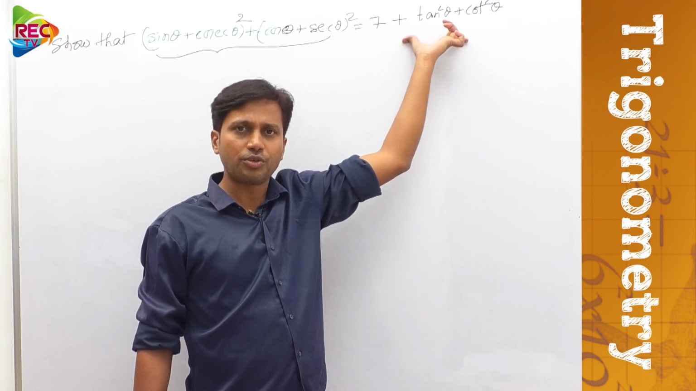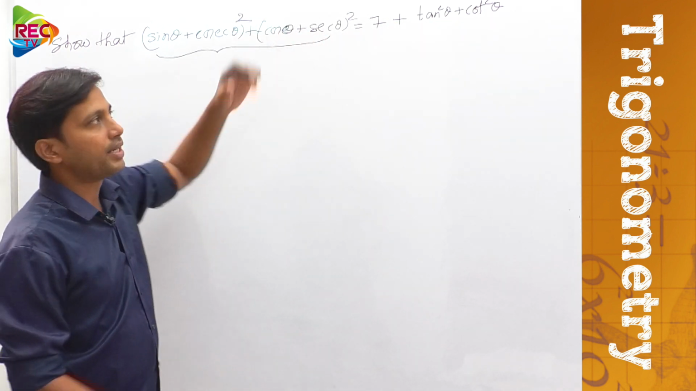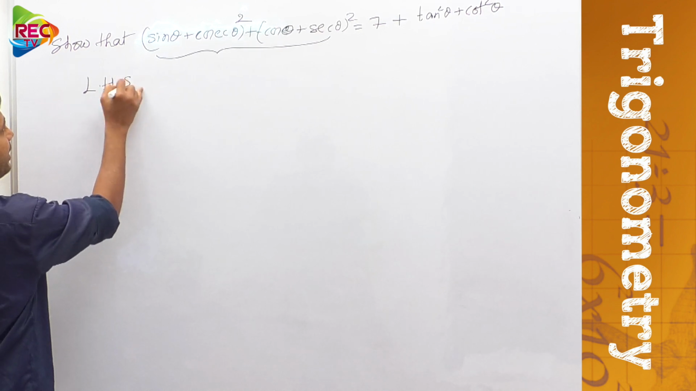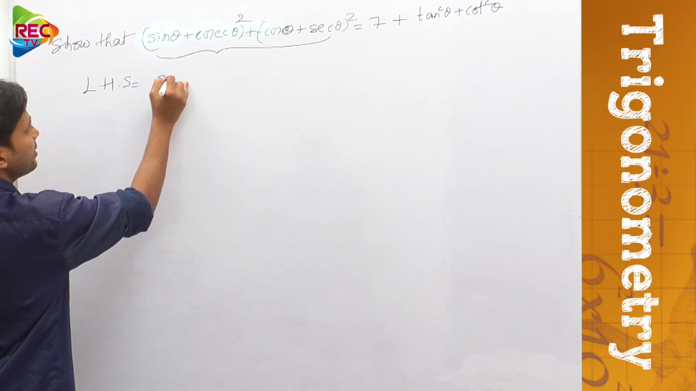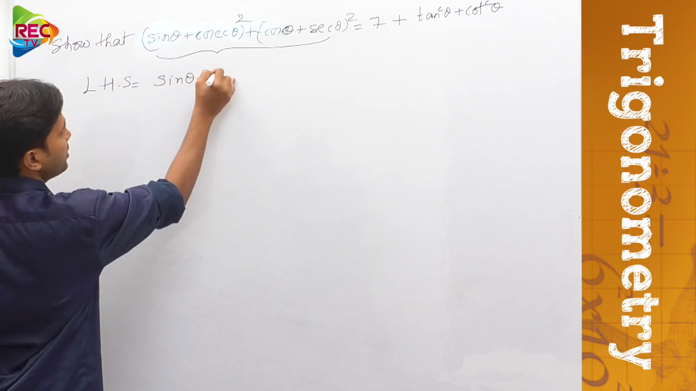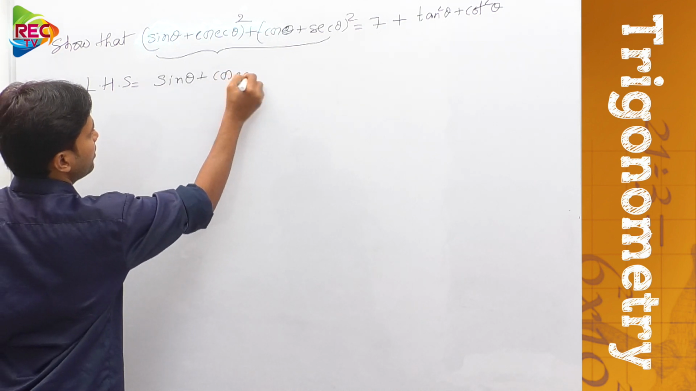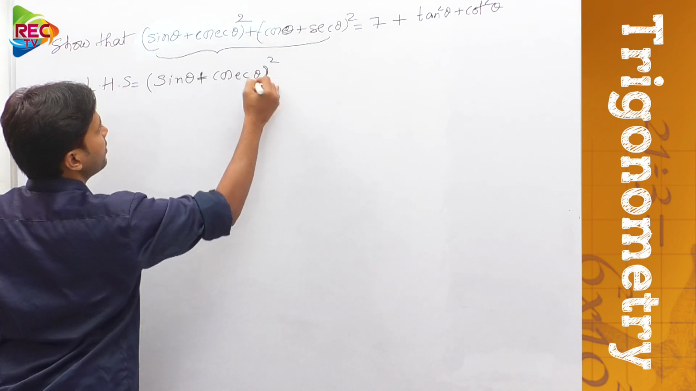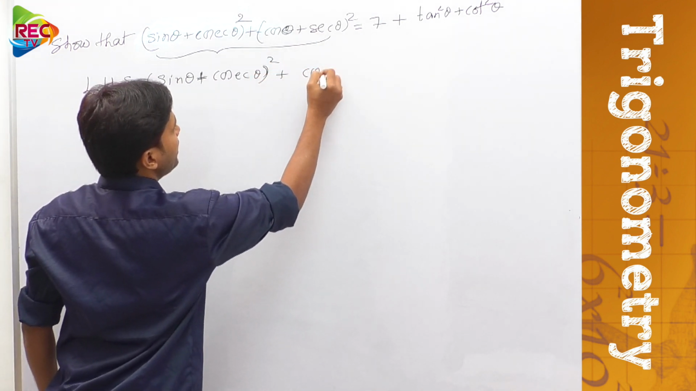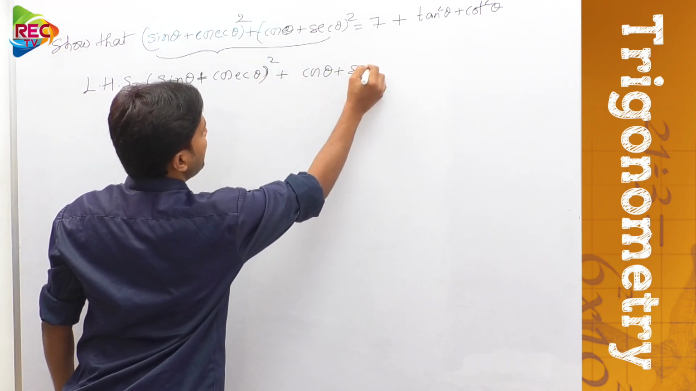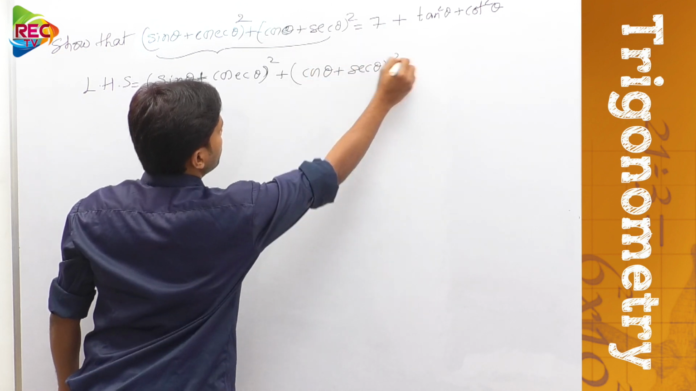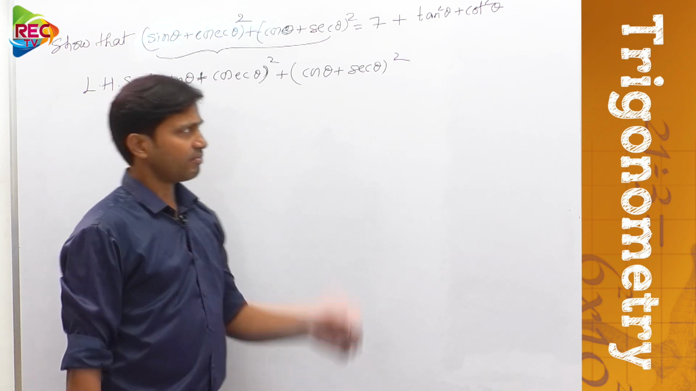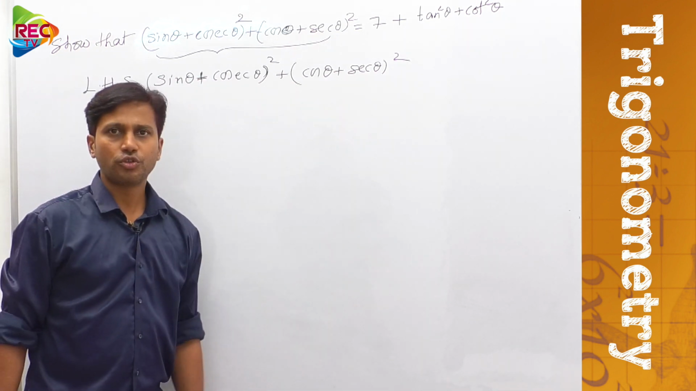So let us start doing this, taking the LHS part. I am taking LHS here. That would be (sin theta plus cosecant theta) whole square plus (cos theta plus secant theta) whole square. We took the LHS part. Let us start doing the solution.